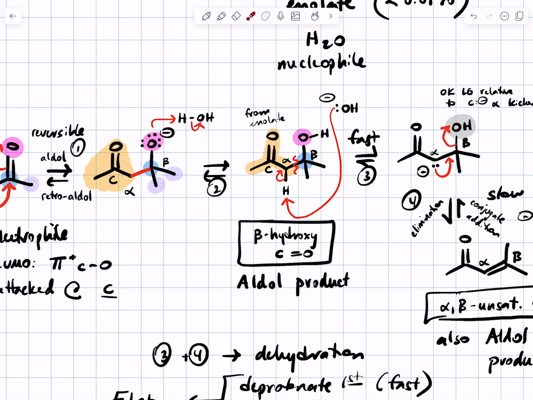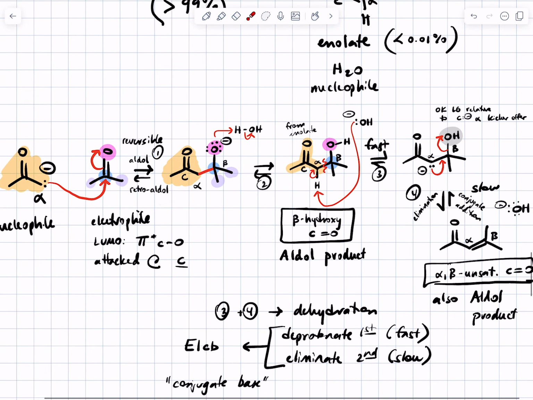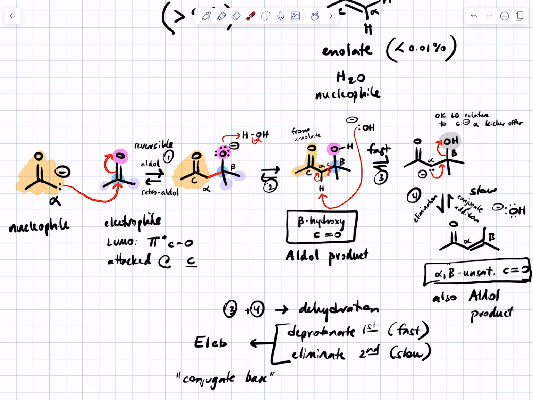Others? Yes. If all 4 steps are reversible, how often do we actually form an alpha beta unsaturated? And if we can, is that just because this reaction is a lot cheaper to form that, or why would we do this reaction? Well, so first of all, the question is, why would we do this versus this? The answer is, nature doesn't care what you want.